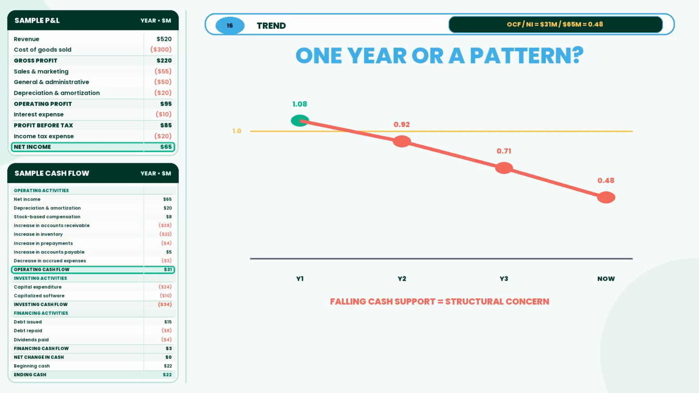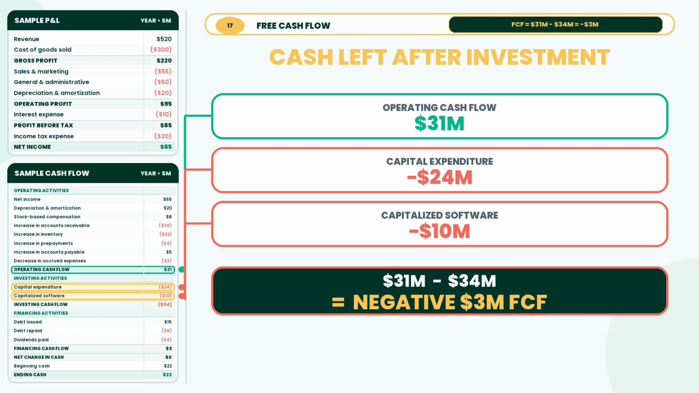1 year can be affected by timing, so check the trend. If the conversion ratio falls from 1.08 to 0.92 to 0.71, then 0.48, the problem is no longer one late collection cycle, it is a pattern. Operating cash is not the final cash answer. Point below it. The company spends 24 million on capital expenditure and 10 million on capitalized software. 31 minus 34 equals negative 3 million of free cash flow.